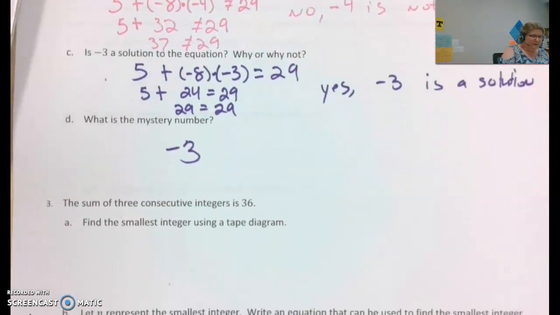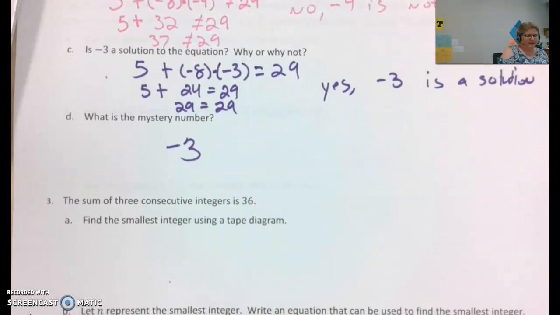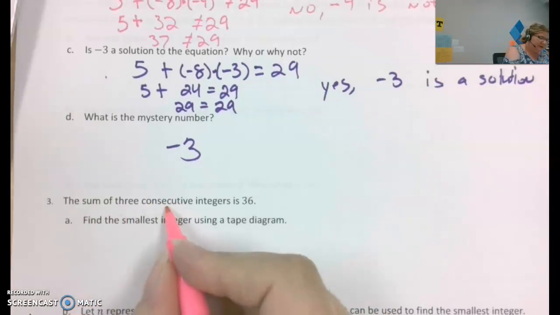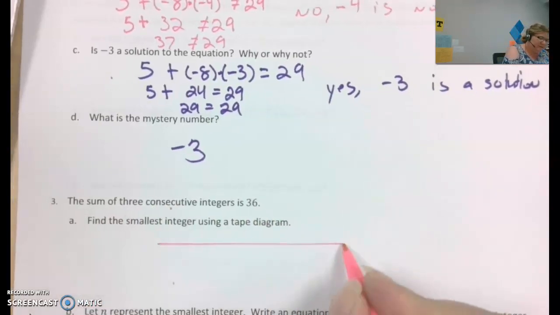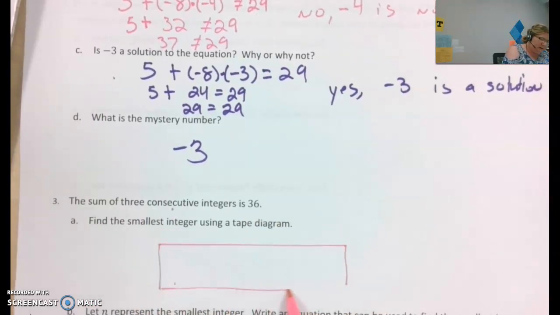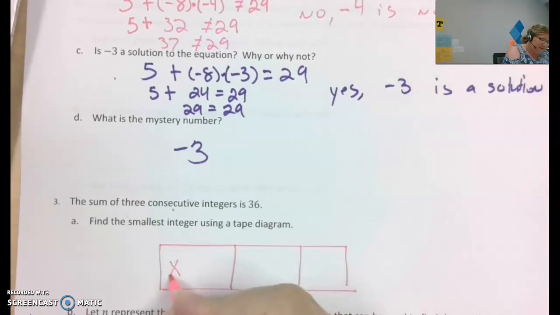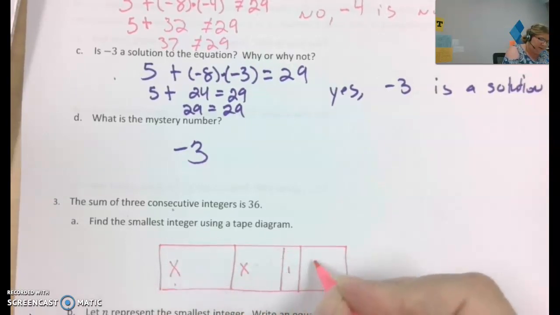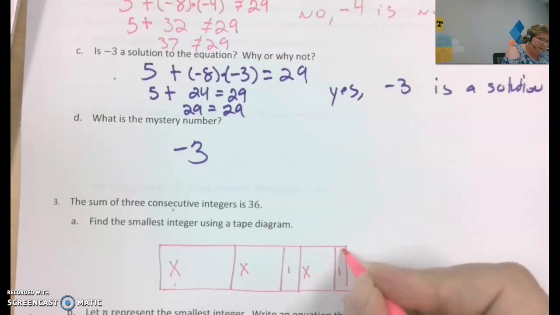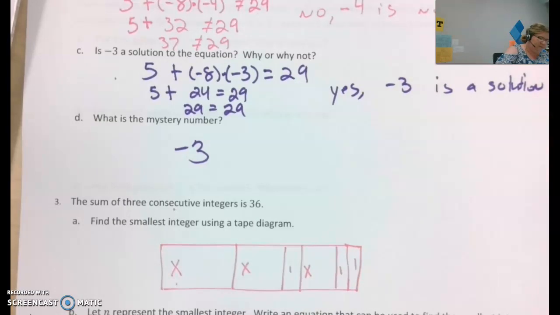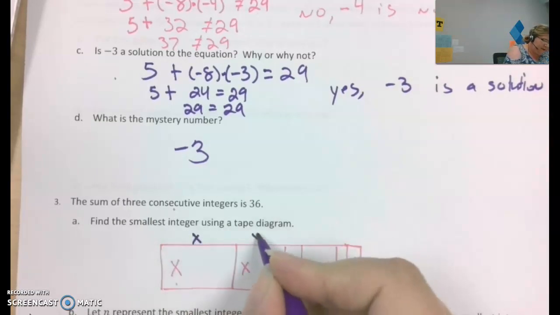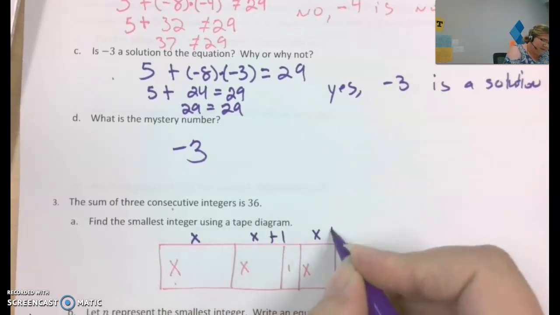Then we have a problem that's similar to the problem we did about the sisters. 3 sisters, consecutive ages. So here we have consecutive integers, which means in a row. 3 numbers in a row. So we have this number, and then this number plus 1, and then that number plus 1 plus 1. In other words, we have x, x plus 1, and x plus 2.